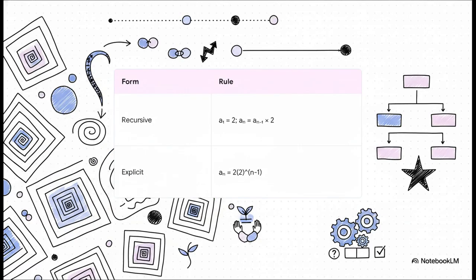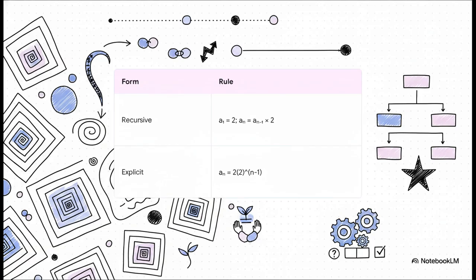Let's trace one together. 2, 4, 8, 16. It's doubling, right? The recursive rule sets our start: a1 equals 2. And the rule for any term, an, is just the previous term multiplied by 2. Just step-by-step doubling. But look at that explicit GPS shortcut: an equals 2 times 2 to the power of n minus 1.